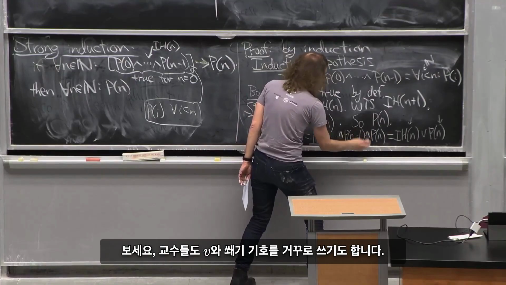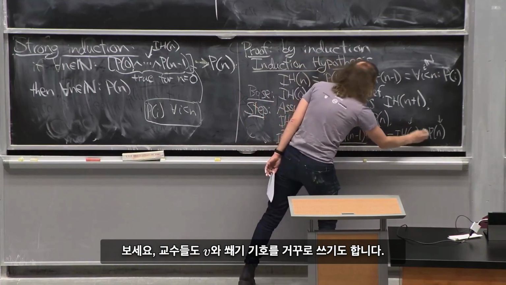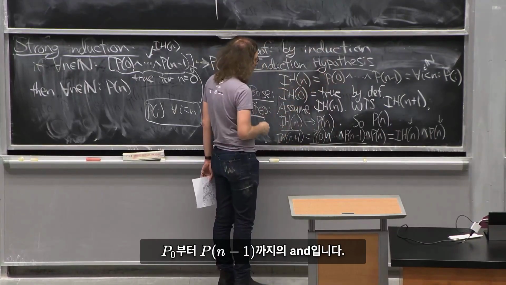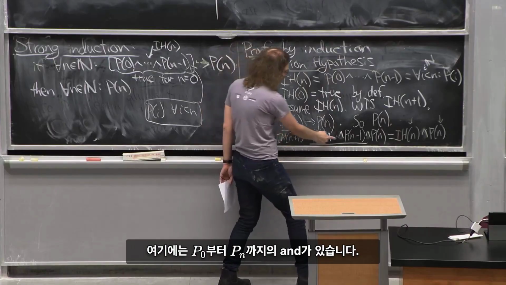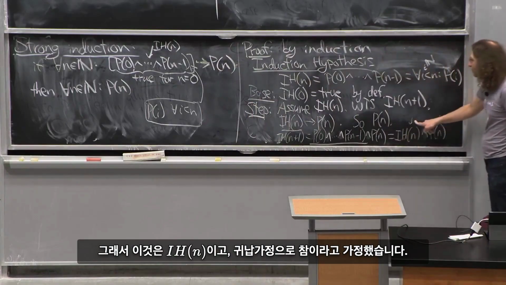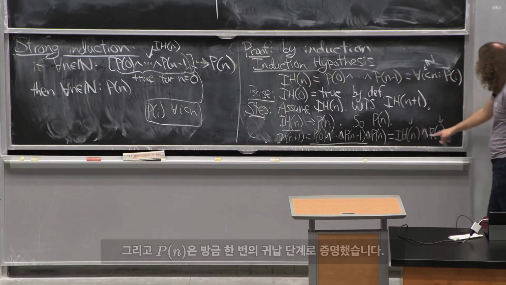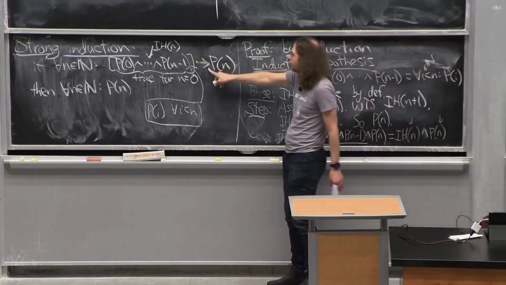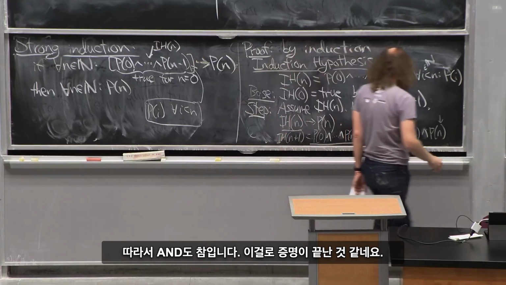see, even professors get the V's and wedges upside down. So I wrote it correctly here. It's the and of P0 up to Pn minus 1. Here we have the and of P0 up to Pn. And so this is IH of n, which we assumed was true by induction, and P of n, which we just proved using one induction step. Therefore, the and is also true.